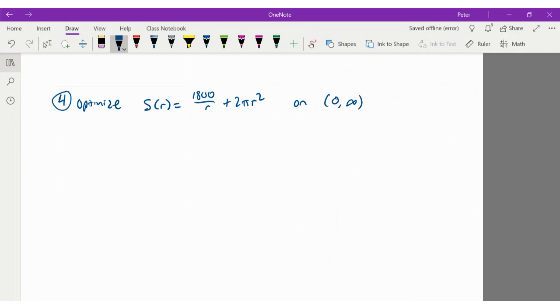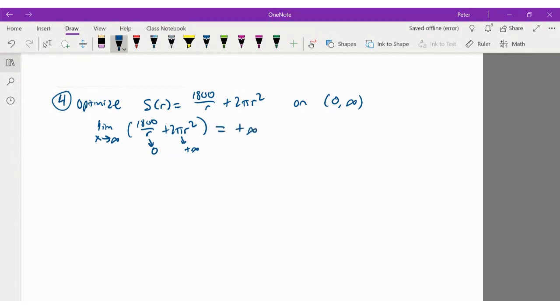The thing to observe here is that if I find the limit as r approaches infinity of 1800 over r plus 2 pi r squared, what you'll see is that this term is going to go to 0, and this term is going to go to positive infinity. We covered that in chapter 2. So this limit is equal to positive infinity.